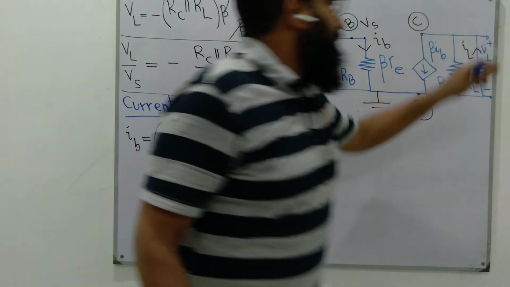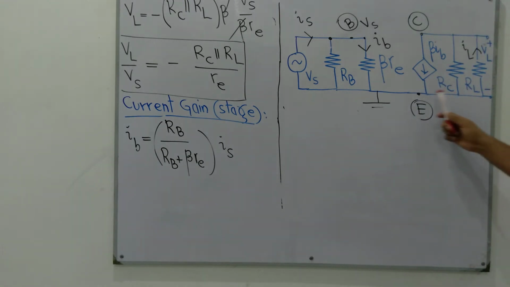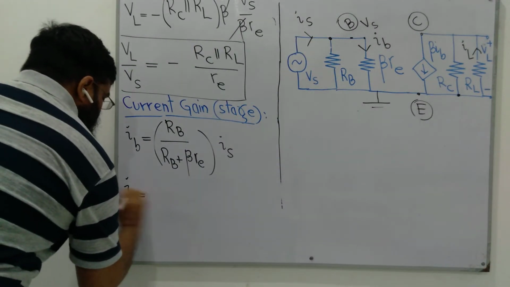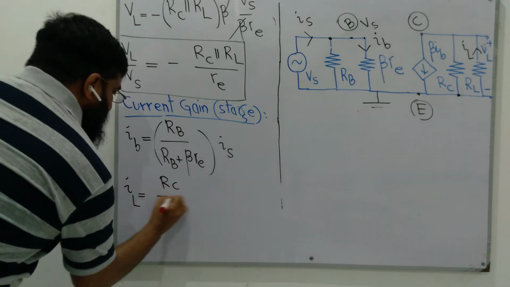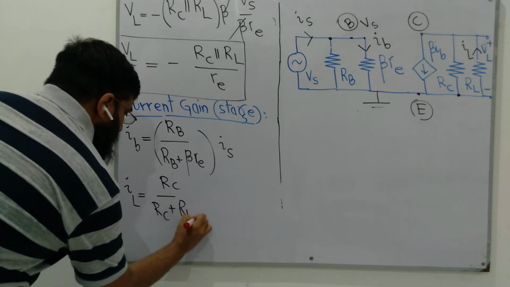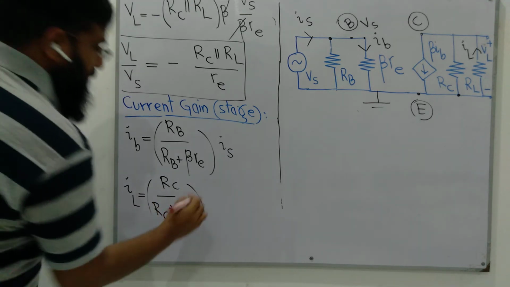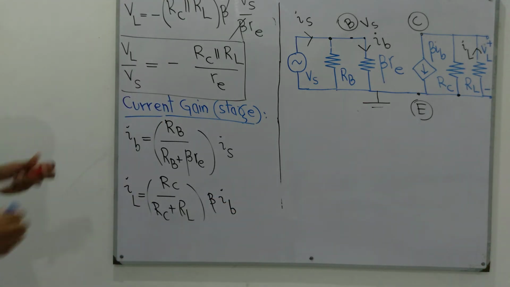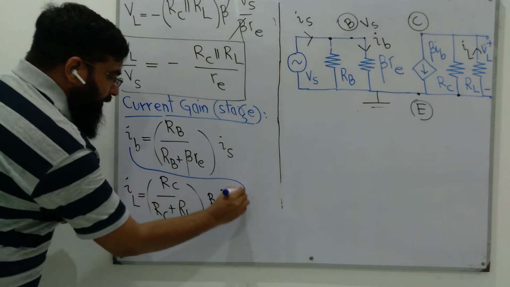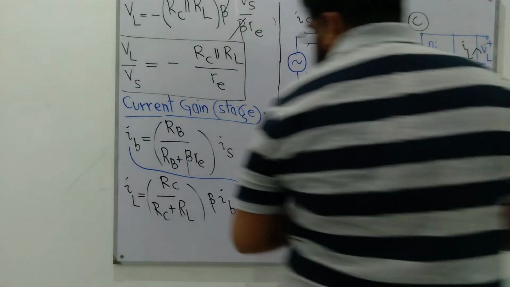Now this beta IB current at this point divides in two parts. Part of it flows through RC, part of it through RL. So what should be the current that flows through the load resistor IL? According to the current divider rule, once again, RC over RC plus RL times the entering current, total current beta IB. So now we can put the value of IB from this equation into here.